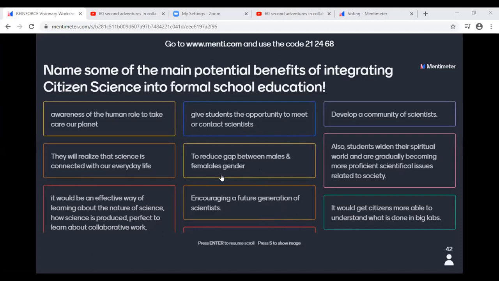to reduce the gender gap, so to use citizen science projects also as a way to maybe reduce the gap between female and male participants in science. That is certainly also a very interesting and important point.